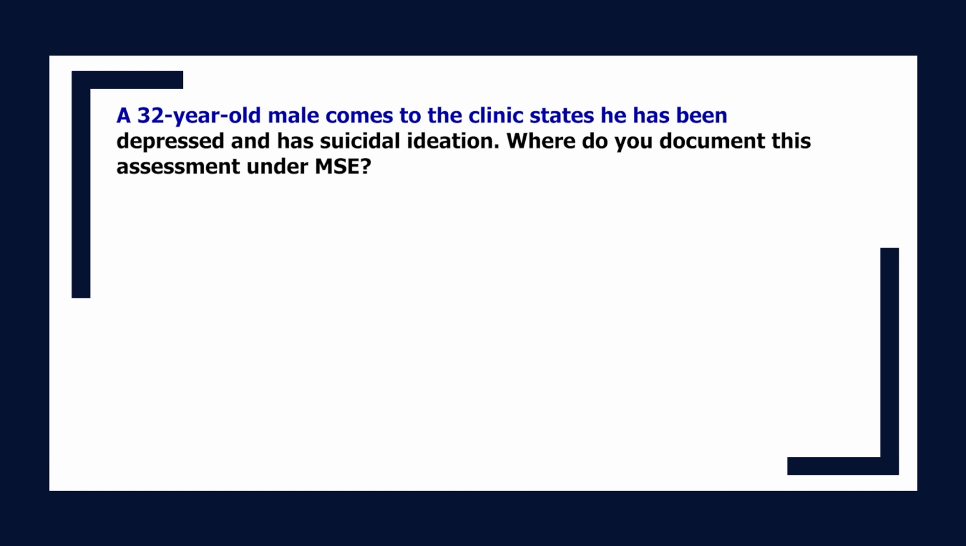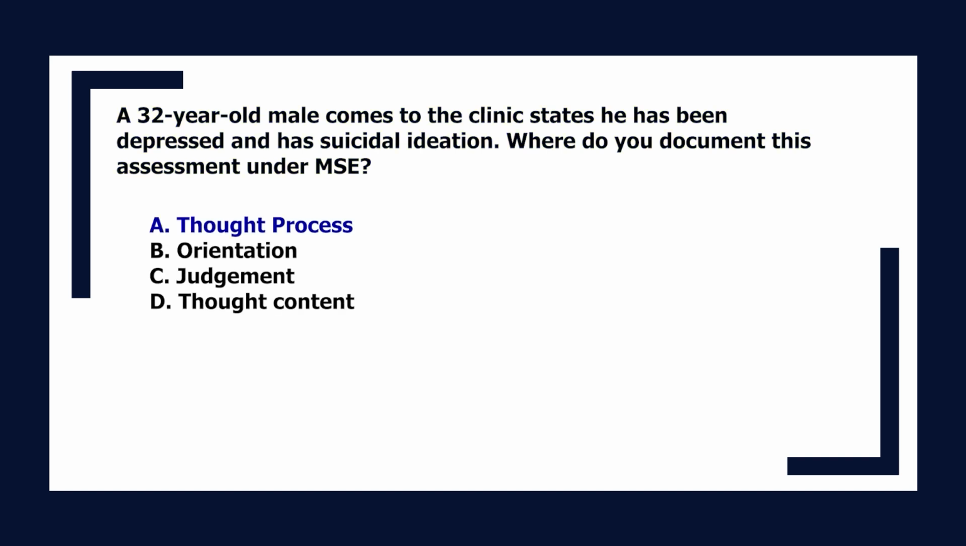A 32-year-old male comes to the clinic, states he has been depressed and has suicidal ideation. Where do you document this assessment under MSE? A. Thought process. B. Orientation. C. Judgment. D. Thought content. The answer is D. Thought content.